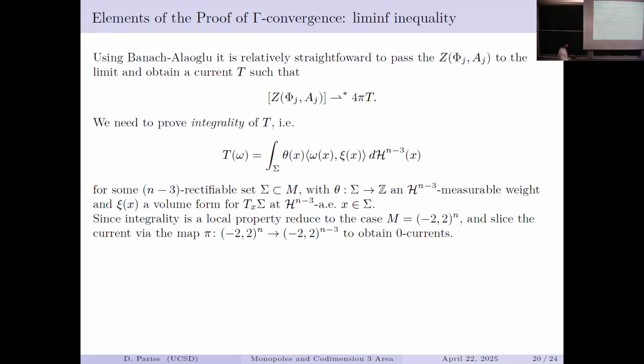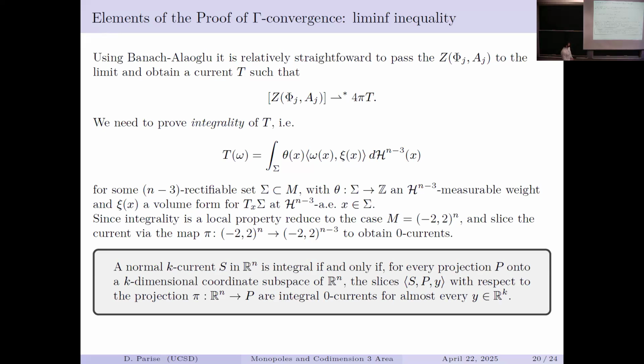And integrality again is a local property, so we can reduce it to the case in which M is just a cube, and we introduce this map. The map that takes your n-dimensional cube and gives you the first n-3 components of it. And what we want to do is, instead of working with the actual current T, we work with slices of the current. And there's a result, in various forms due to Brian White, Gerard, Sonner, Ambrosio, and Kirchheim, saying that if you understand well the slices, then you understand the full current.